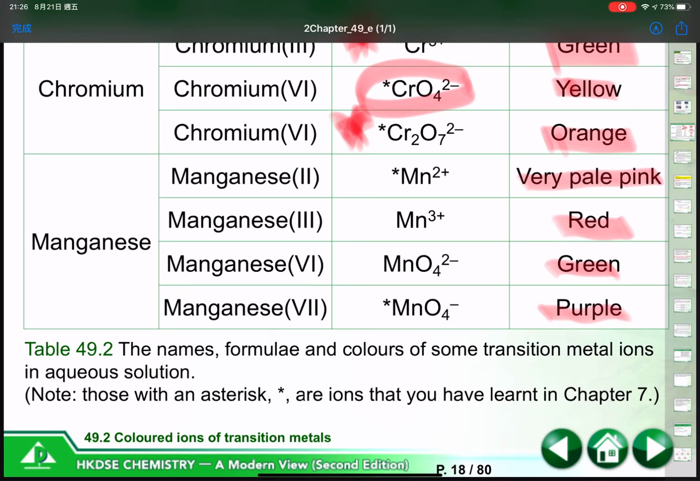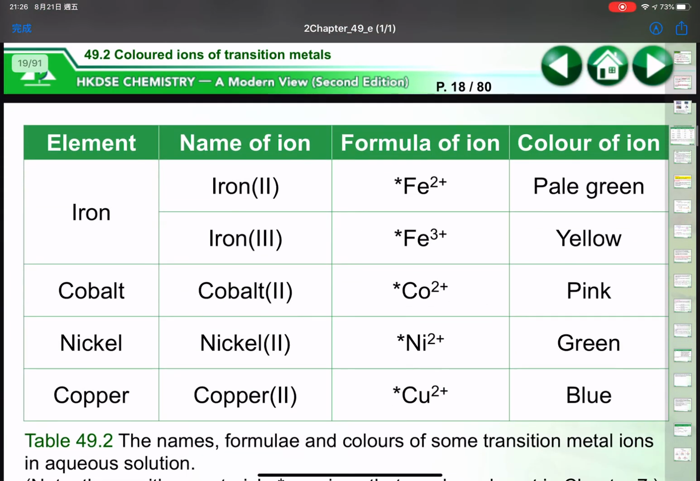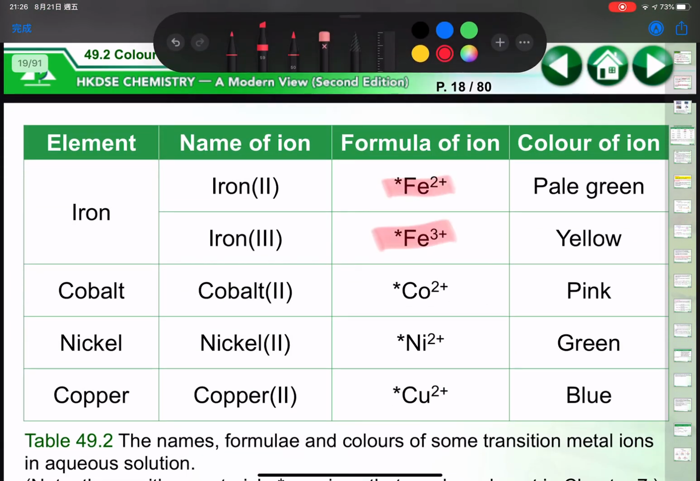There are four transition metals you need to know. Iron 2, iron 3 we already memorized. Iron 2 green, iron 3 yellow. So I think here is already okay. And cobalt 2, you need to know pink color. Which one? Cobalt 2 chloride paper, if you remember.